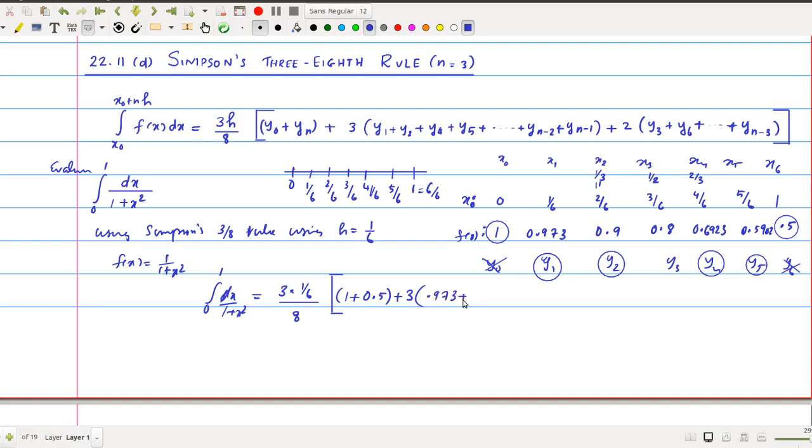We need to use all these values, so that will give 0.973 plus 0.9 plus 0.6923 plus 0.5902, plus 2 times y3. This is y3, that is y(n minus 3), that is y6 minus 3, which is also y3. So this bracket contains only one term in this example, that is 0.8, so 2 times 0.8. When you simplify this, you will get 0.7854. Okay, so this explains Simpson's 3/8 rule.